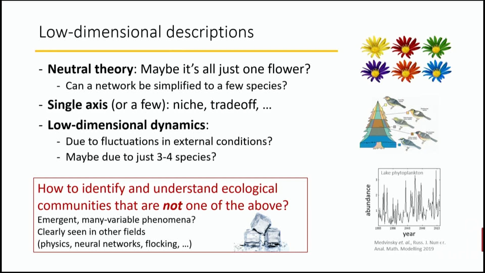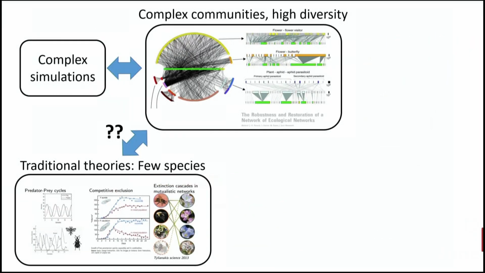In physics, you have water melting. That has to do with many dimensions, many variables. In neural networks, flocking, all these things are clear examples of this. And in ecology, it's harder. For some reason, it's harder. One of the reasons we're already seeing here is this issue of external conditions that are really messing up our system. Separating what is external and what is internal is one of the issues that in ecology is tougher than in other fields.